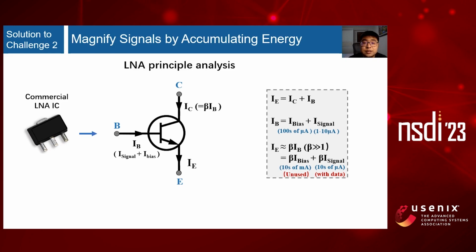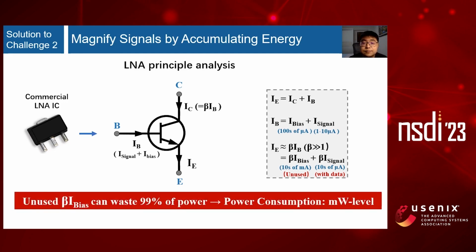However, to ensure that the triode works within the linear active region, a bias current, I-bias, should be applied on the base. And this I-bias will also be amplified. The amplified I-bias can be more than 2 orders of magnitude larger than the amplified signal, but it will be removed after amplification as it contains no data. As a result, the unused beta multiplies I-bias can waste 99% of power, making the power consumption of LNA IC to be milliwatt level.